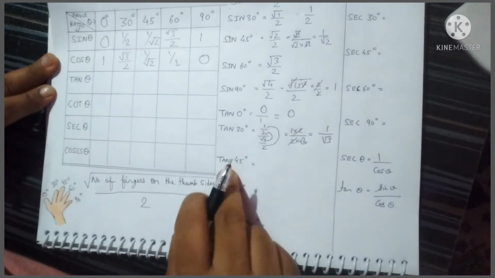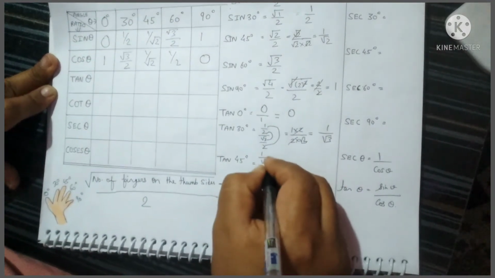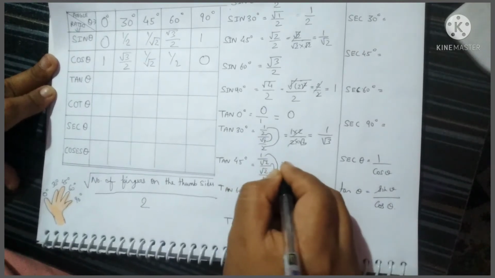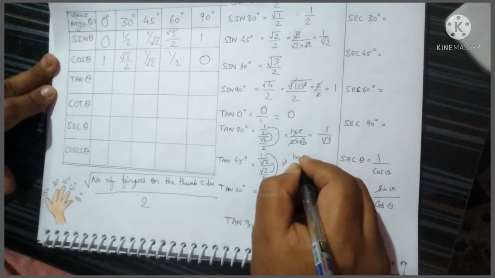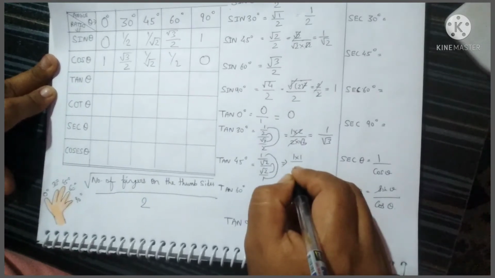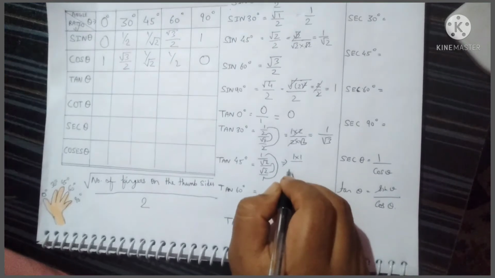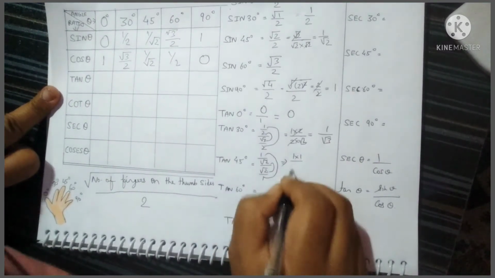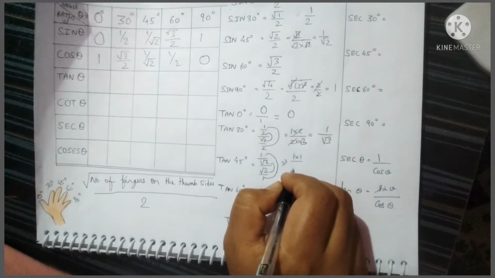Now for tan 45 the value will be 1 by root 2 by 1 by root 2. Here I made a small mistake. I wrote root 2 by 1, whereas it is 1 by root 2. I will correct it now and then we'll get the value. It is 1 by root 2, not root 2 by 1. By mistake I wrote it. So I will correct it now. It is 1 by root 2 by 1 by root 2.